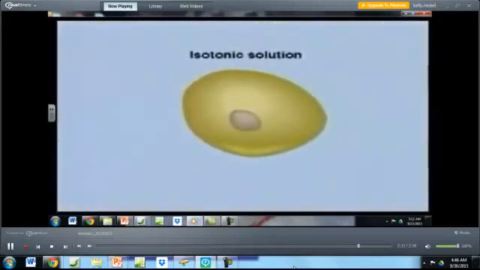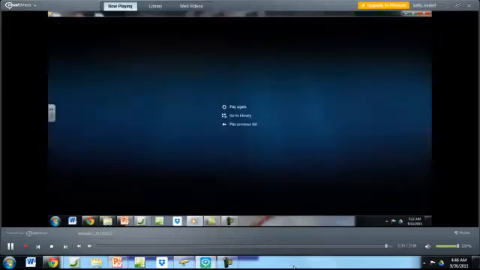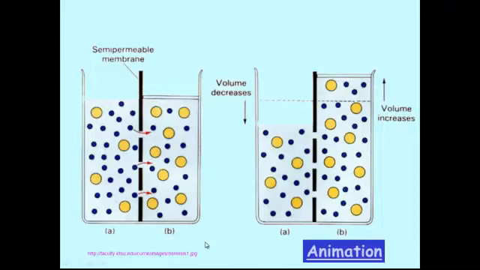Finally, consider a cell placed in an isotonic solution. This is a solution with the same concentration of solutes as the cytoplasm. Although water flows in and out of the cell, there is no net flow in either direction. The cell neither shrinks nor swells. So let's look at this again.